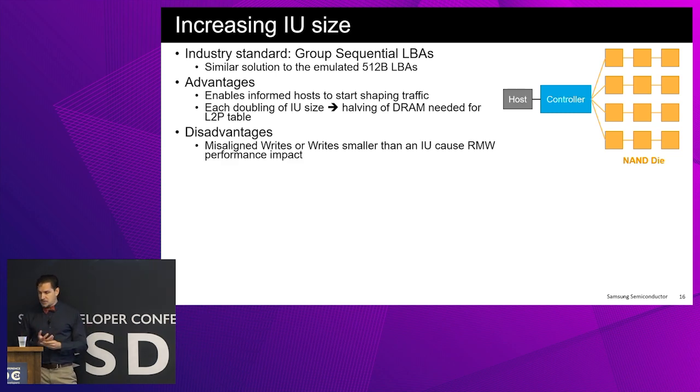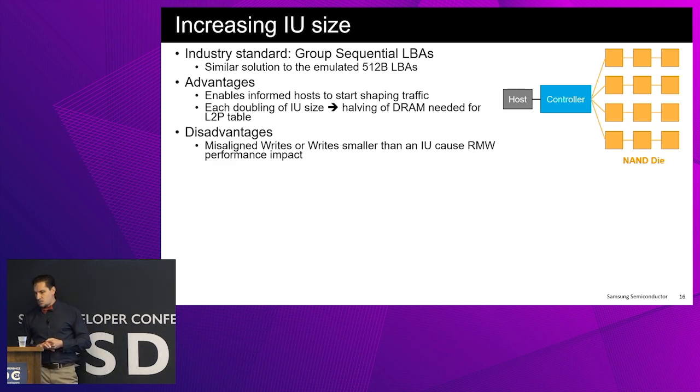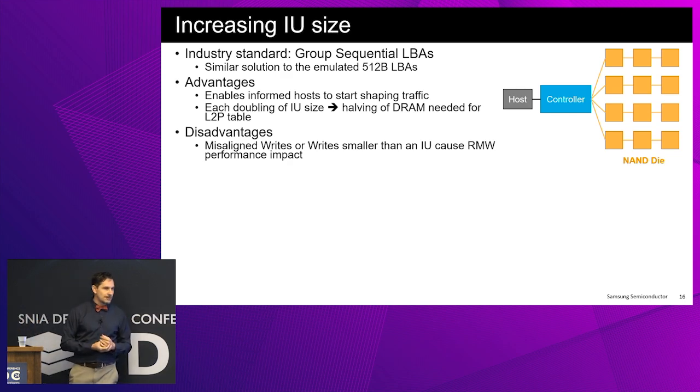Of course, all of us have seen in the 512 byte interactions, misaligned or smaller interactions are going to cause a read, modify, write for those indirection units. And with indirection units continuing to increase and the host stack not changing, the interaction size is actually going to more and more see those read, modify, write performance penalties on their writes.